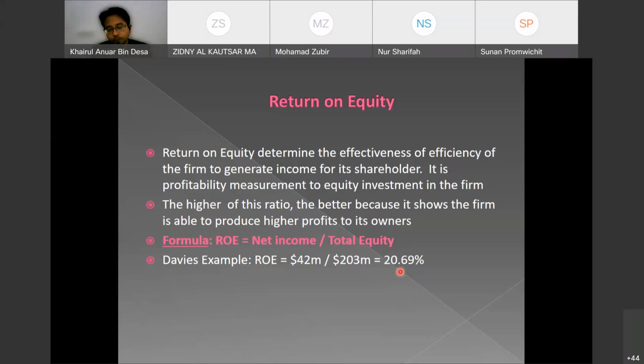Kadar pulangan 20.69 ini bagus atau tidak bagus? Macam mana? Apa pendapat anda? Bagus atau tidak bagus? Apa pendapat kalian? What's your opinion?